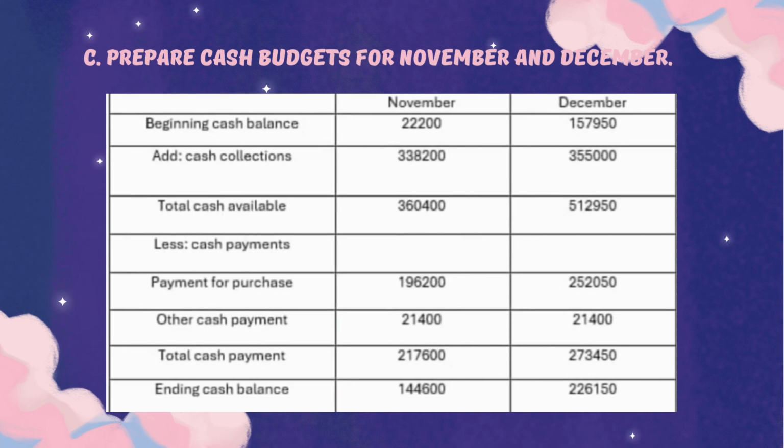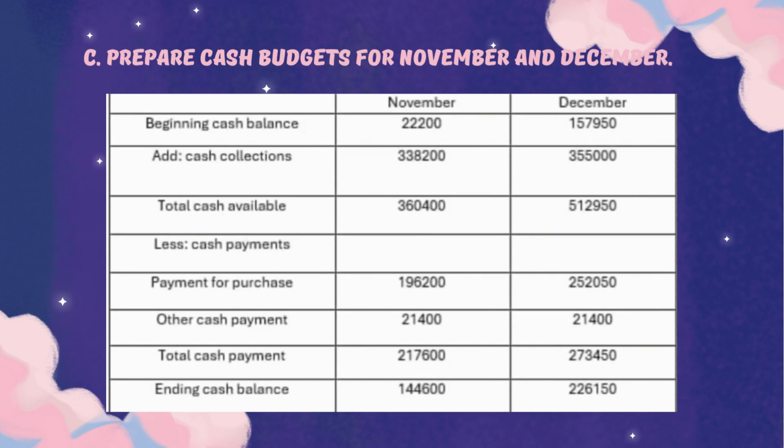Firstly, we have to find the beginning cash balance. So for November, the beginning cash balance is 22,200, and for December, the beginning cash balance is 142,800. So we have to add it with cash collection. For November, we got 338,200, and for December, we get it 355,000. So we just sum it and get the total cash available.